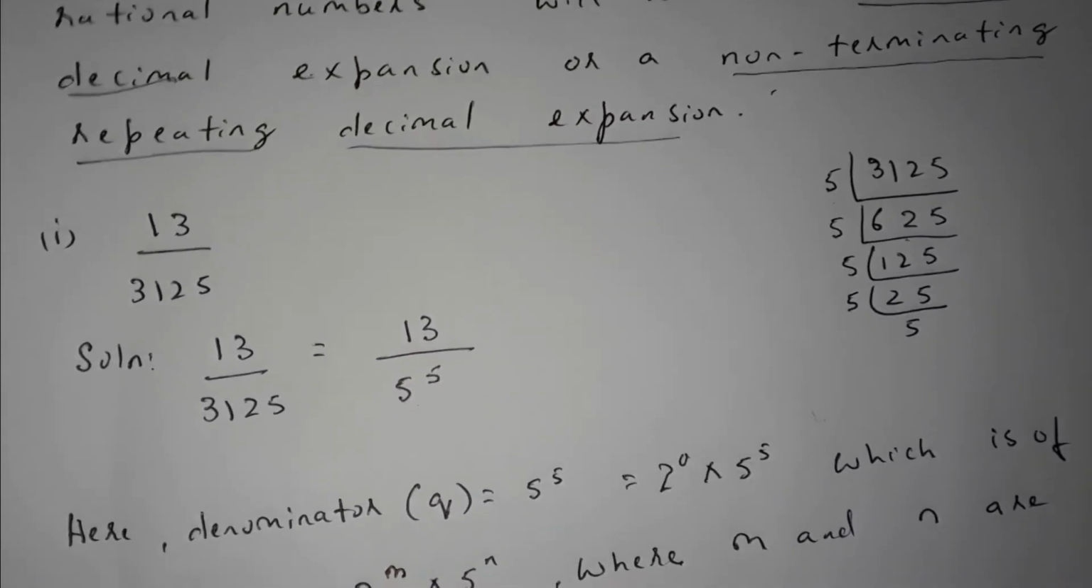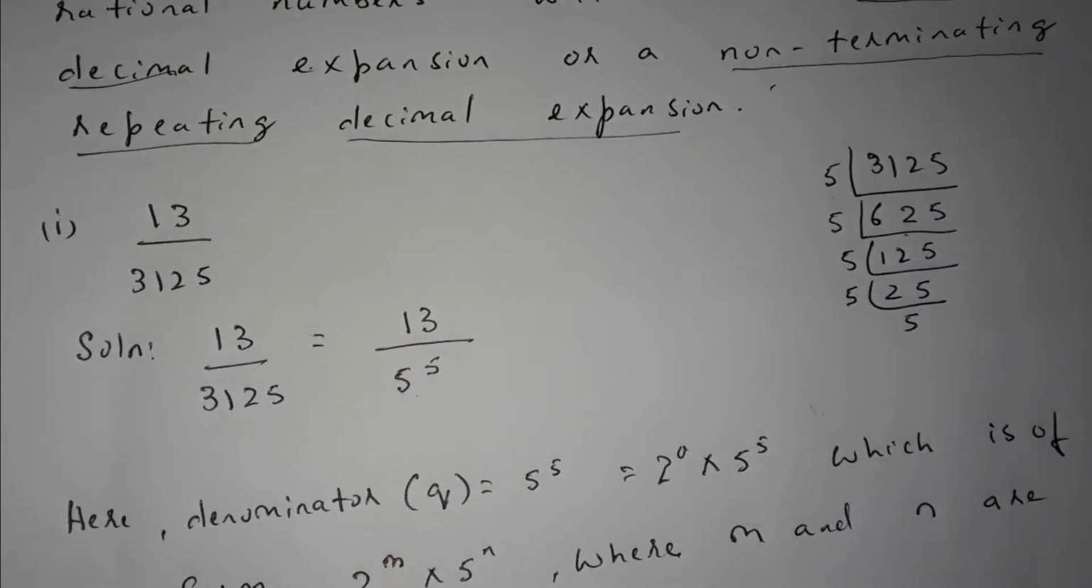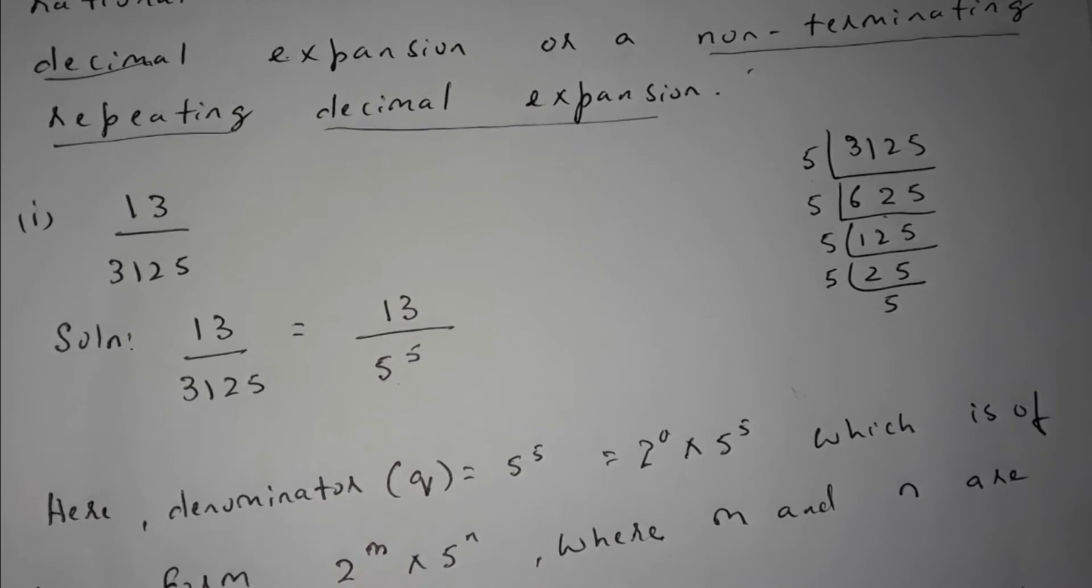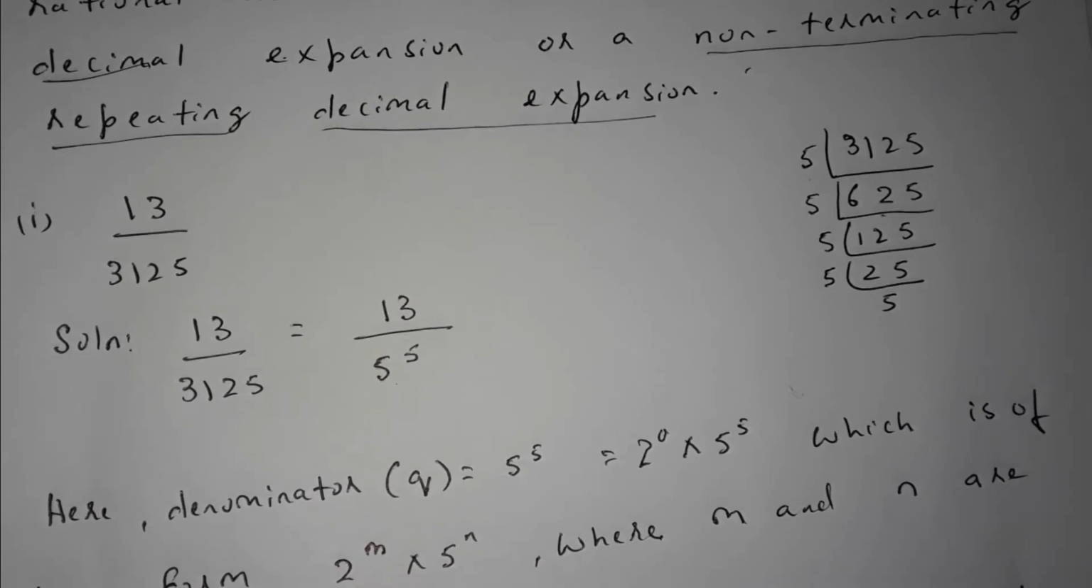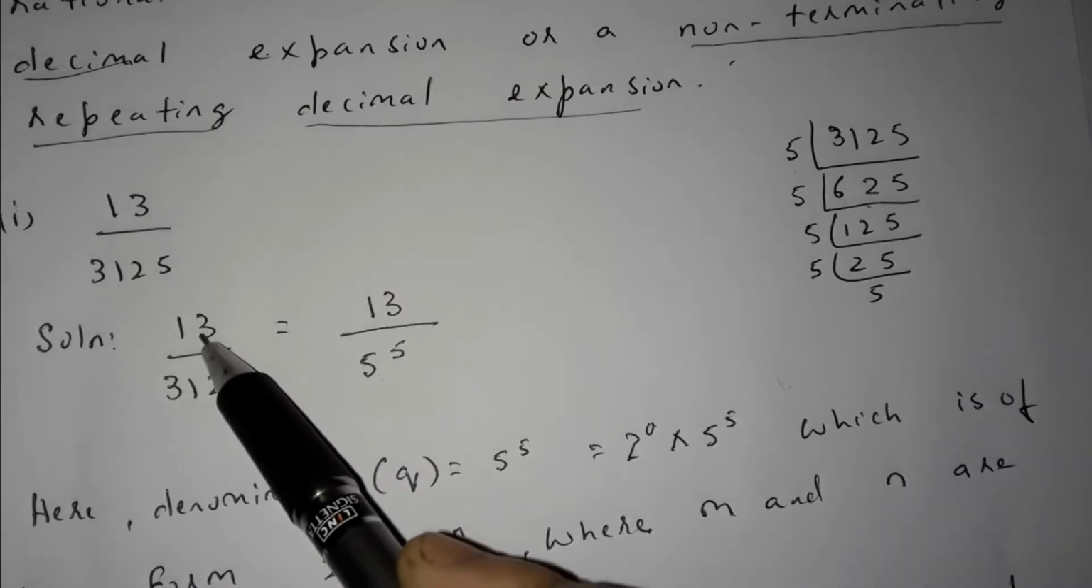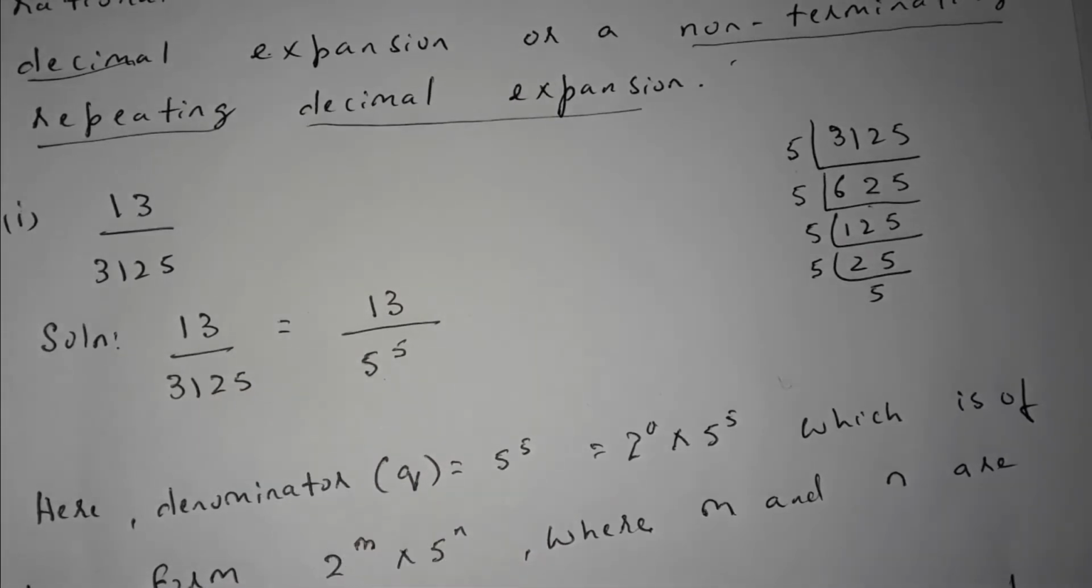Okay, so the first one, 13 by 3125. So we have to find out whether 13 divided by 3125 is a terminating or non-terminating decimal.